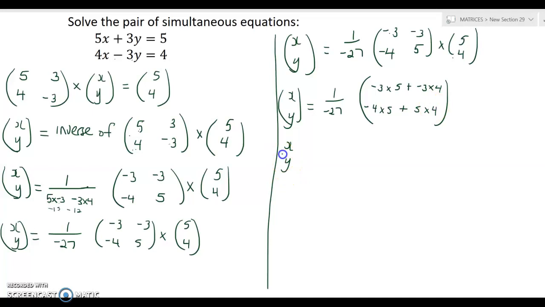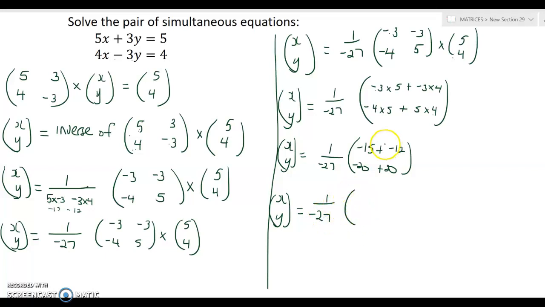So minus 3 by 5 is minus 15. Plus minus 3 by 4 is minus 12. And then we will get at the bottom, minus 4 by 5 is minus 20. Plus 5 by 4 is 20. Just simplify x, y, 1 over minus 27. So remember, plus and a minus becomes minus 15 minus 12, which will be minus 27. Minus 20 plus 20, that's 0.